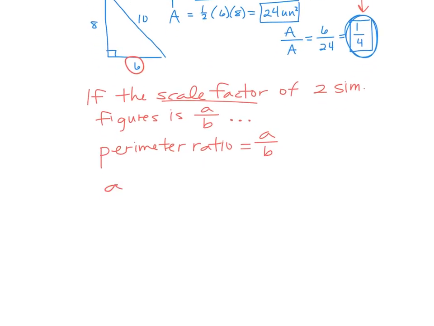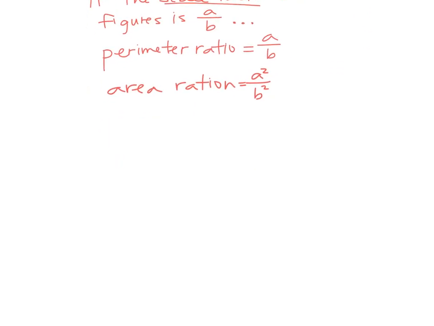Your area ratio will always be that scale factor squared. So A squared over B squared. And think of it this way. Area is always square units, right? Inches squared. That's what you're doing to the numbers as well. You're just squaring the numbers. Does that make sense?